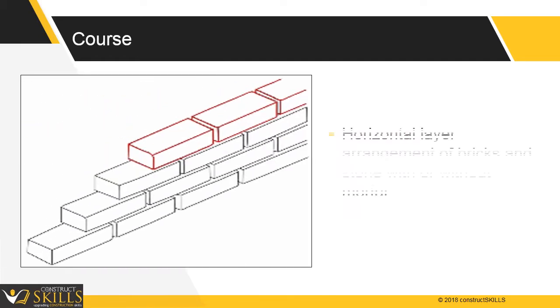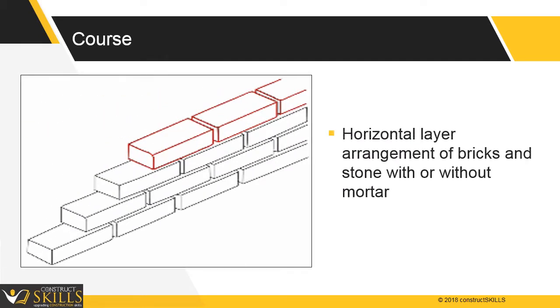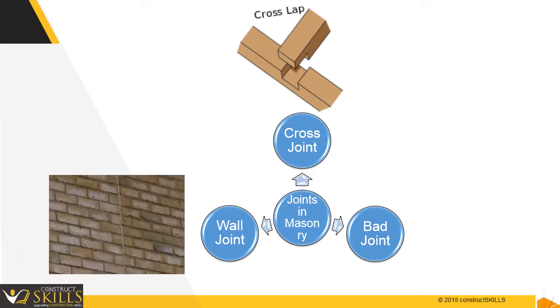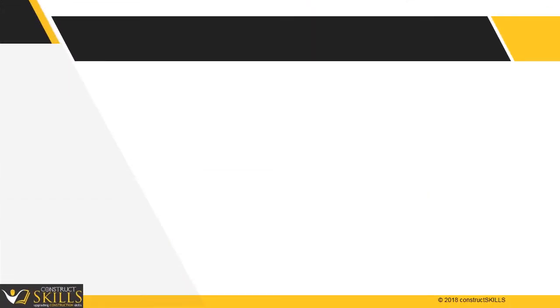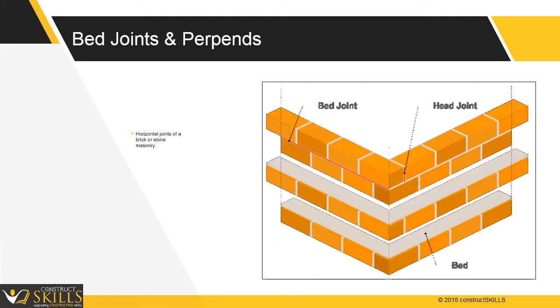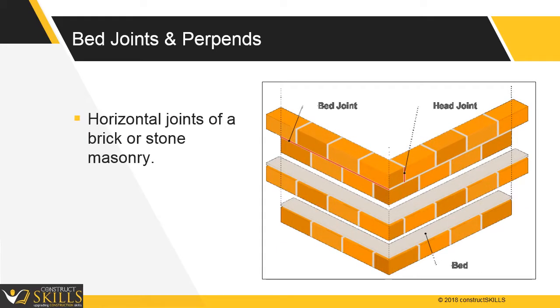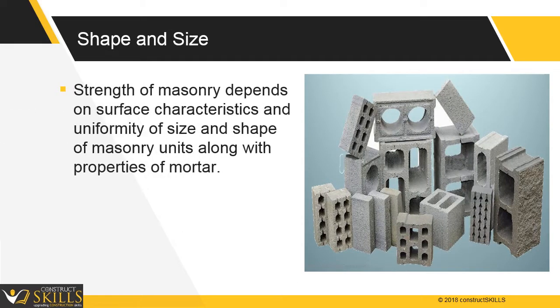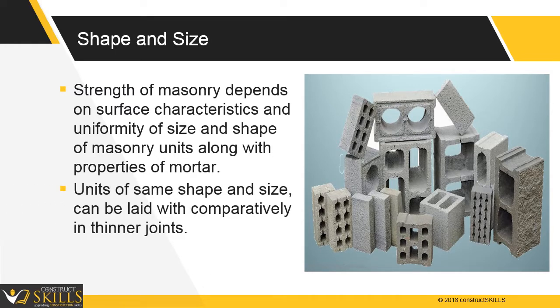Course. Horizontal arrangement of bricks and stone with or without mortar. Joints in masonry: cross joint, wall joint, and bed joint. Bed joints and perpends. These are horizontal joints of a brick or stone masonry. Shape and size. Strength of masonry depends on surface characteristics and uniformity of size and shape of masonry units along with properties of mortar. Units of same shape and size can be laid with comparatively thinner joints, thereby resulting in higher strength.